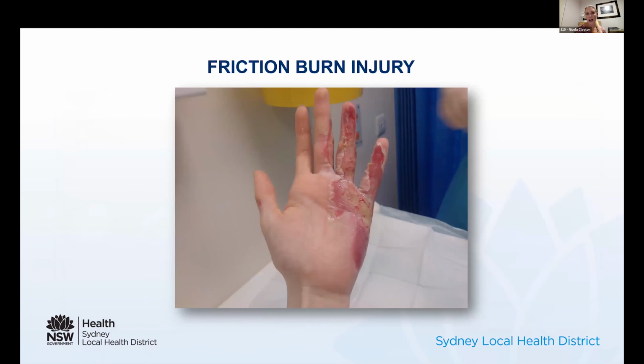And lastly, we have a friction burn injury. Obviously, this is not a type of patient that I would see particularly often, but this is a very classic case of a friction burn injury in the event of a hand getting stuck in a conveyor belt.